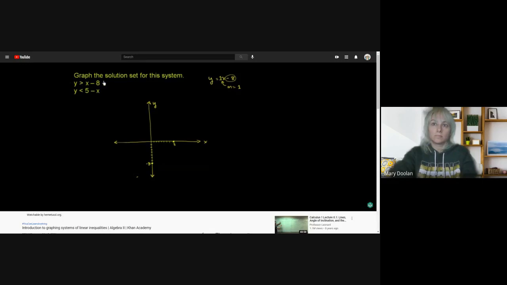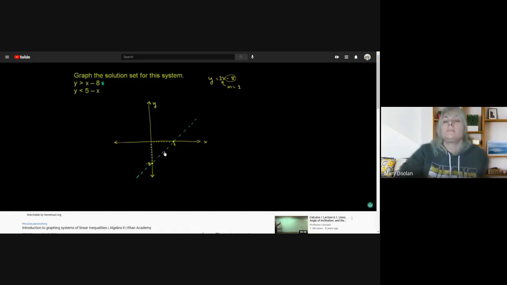Let me do this in a new color. So this will be the color for that inequality, I should say. So that is the boundary line. And this says y is greater than x minus 8. So you pick an x, and then x minus 8 would get us on the boundary line, and then y is greater than that. So it's all the y values above the line for any given x. So it'll be this region above the line right over here.